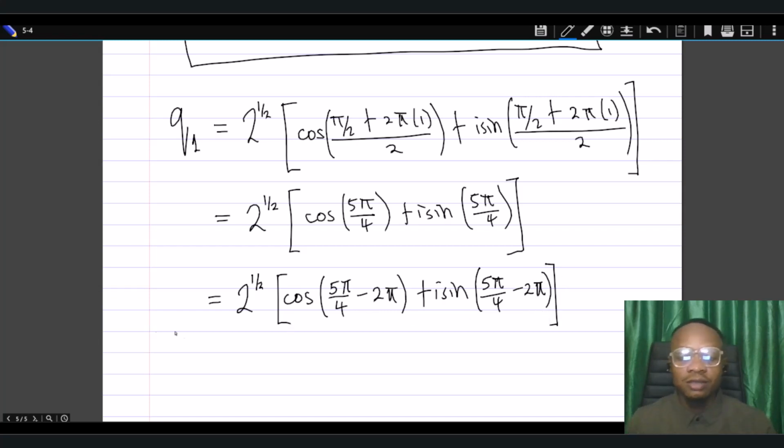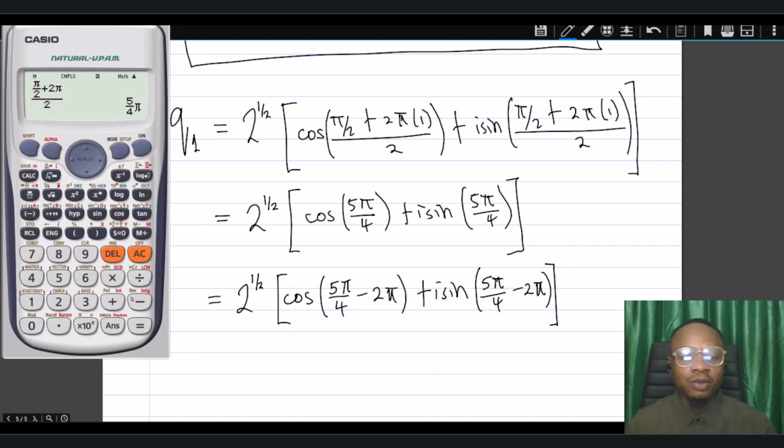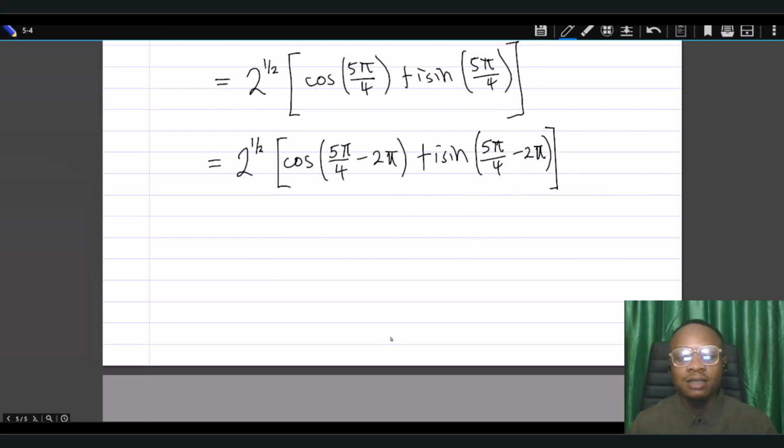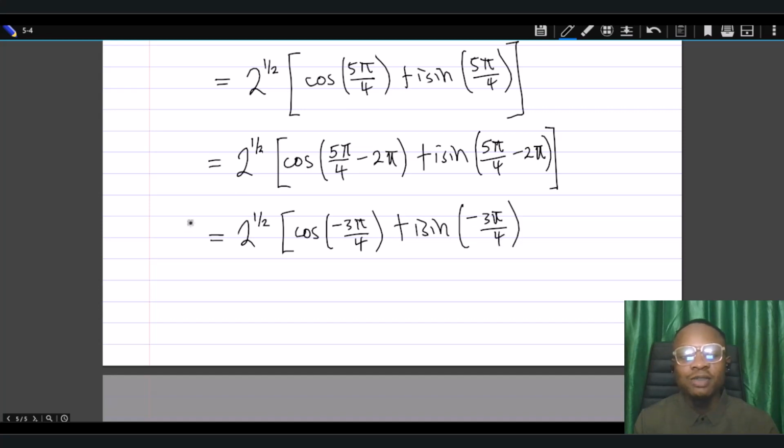Then let's see what this gives us. We'll just subtract 2 pi from the result we have here. Answer, then minus 2 pi. So that gives us minus 3 pi over 4. So that is the standard argument. It is minus 3 pi over 4. So this essentially gives us 2 to the power of 1 over 2 into the cosine of minus 3 pi divided by 4, then plus i multiplying the sine of minus 3 pi divided by 4. So that is our second root, Q1. And with this, we are good to go.